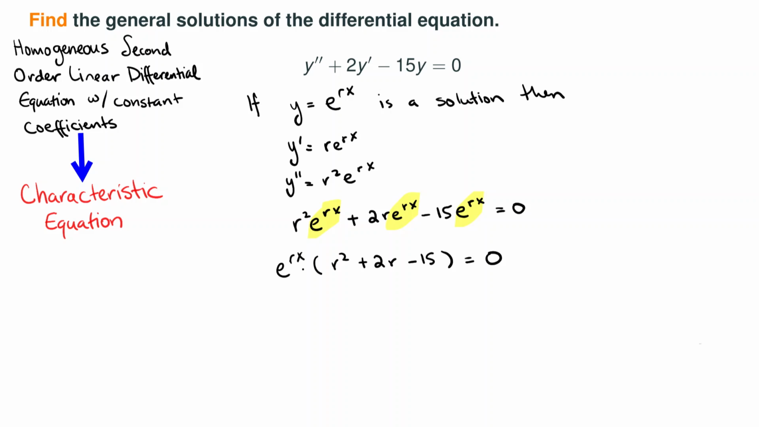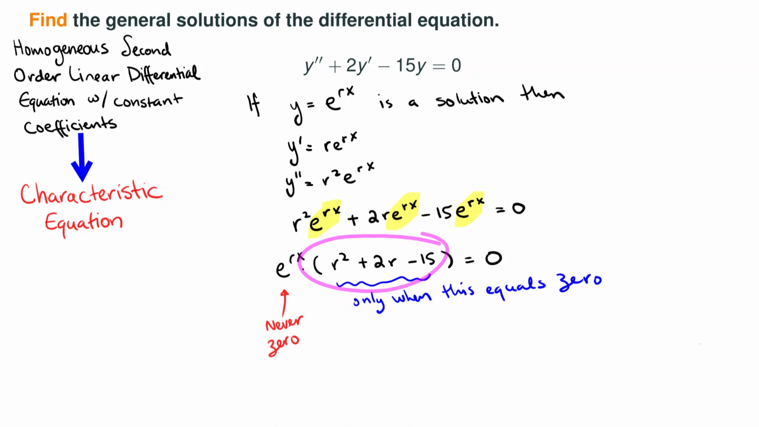Now think about whenever you have a product of something equaling 0. That can only happen if one of the two pieces of the product, or both, equal 0. Think about what you know about the graph of e to some number times x. We know that it's never 0. So if this product equals 0, it has to come from this quadratic part. This will only occur when this equals 0, and if you notice, the coefficients are exactly the same as here: 1 times the second derivative, 2 times the first derivative, negative 15 times the original.